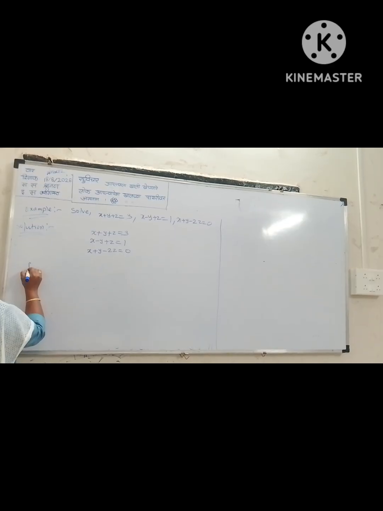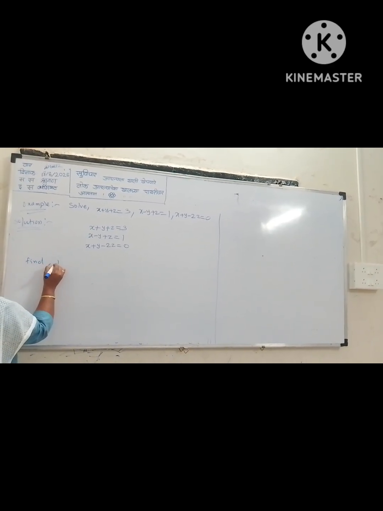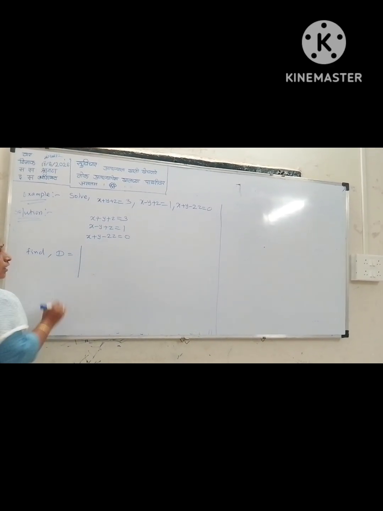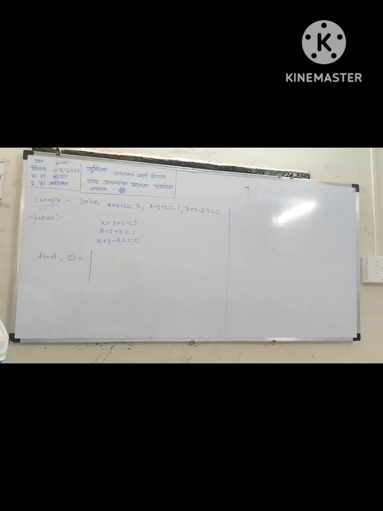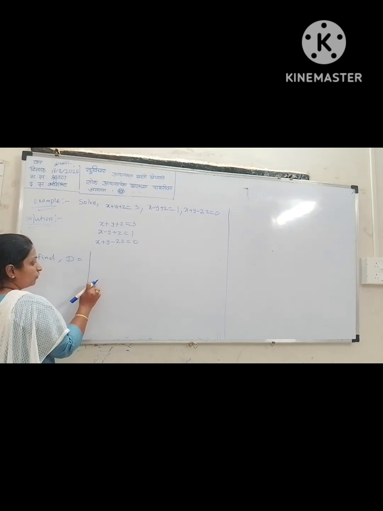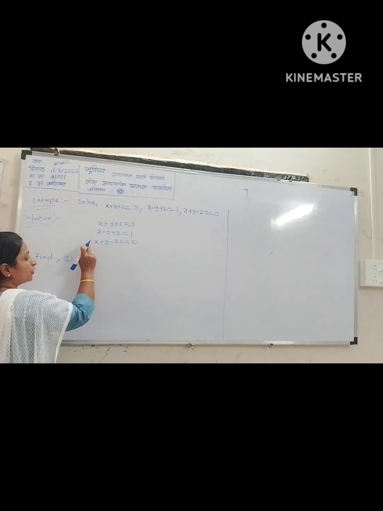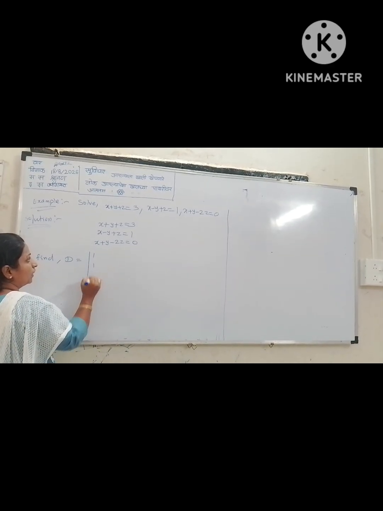Now find determinant D. Determinant D is the coefficients of the x, y, z variables. So the first column is the coefficients of the x variable: 1, 1, 1.